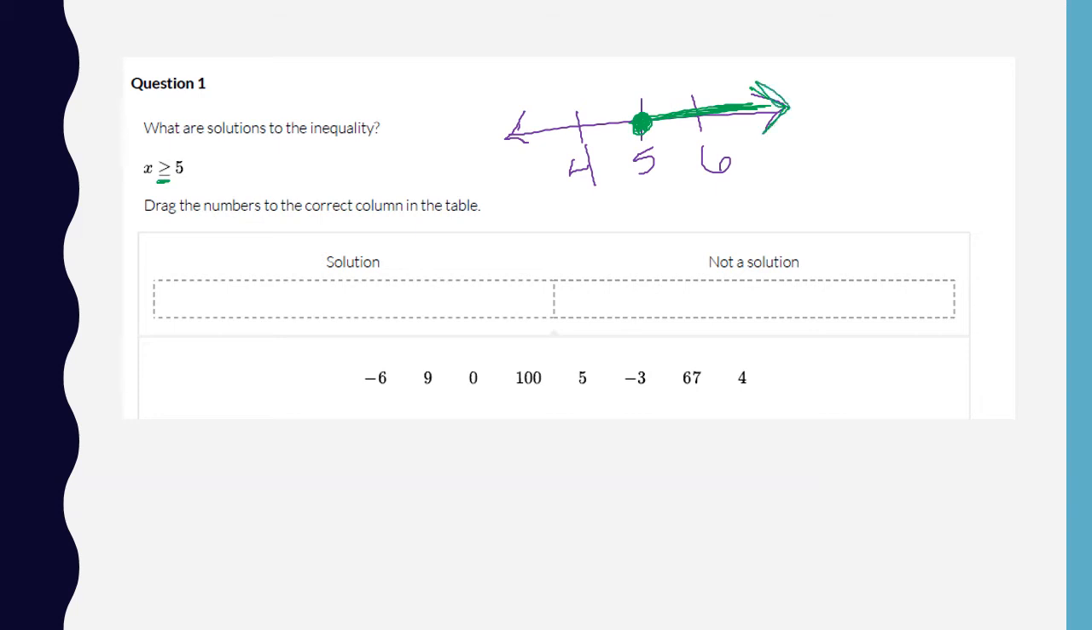So numbers that are greater than 5 are 6, 7, 8, 9, 10, and so on. So I'm going to circle all of the numbers that are greater than 5 in green. And then all those that are not a solution, those are the ones that are less than 5. I'm going to draw squares around them in blue. Okay, negative 6 is less than 5, so it's not a solution either.